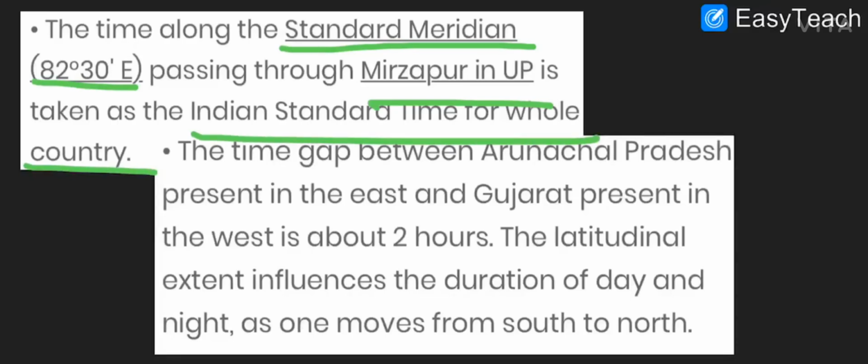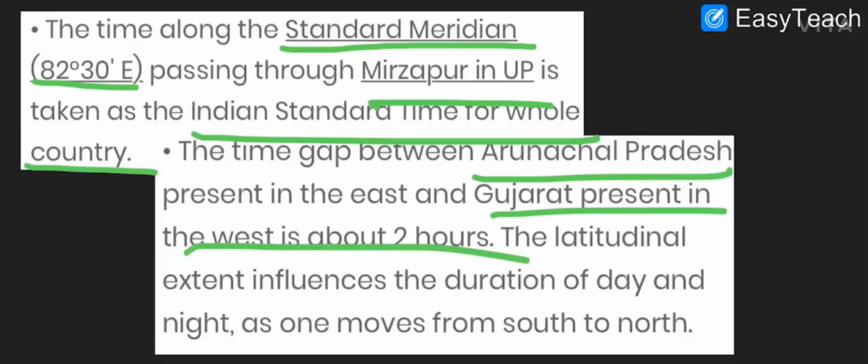Because difference आ जाता है ना 2 hours का. You can see the time gap between Arunachal Pradesh, easternmost, and Gujarat, westernmost, is about 2 hours. तो सोचिए कितना problem हो जाएगा. Train arrival, train departure, also arrival of the flights and departure of the flights. It will create a huge havoc. So that is why we consider the time of the Indian standard meridian, that is 82 degree 30 minutes east, standard for the whole country.